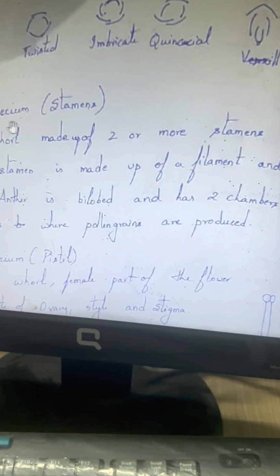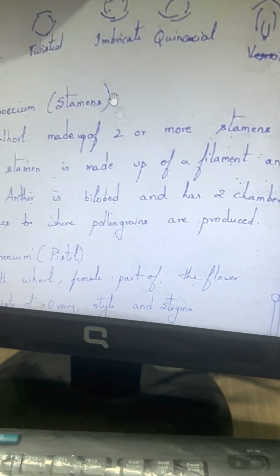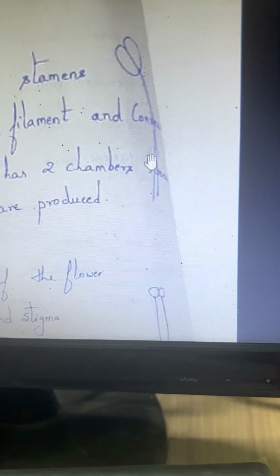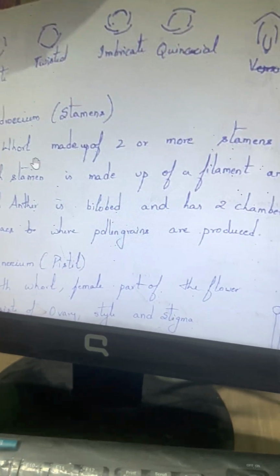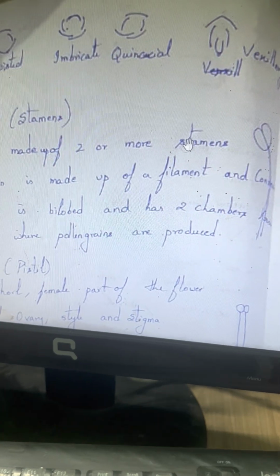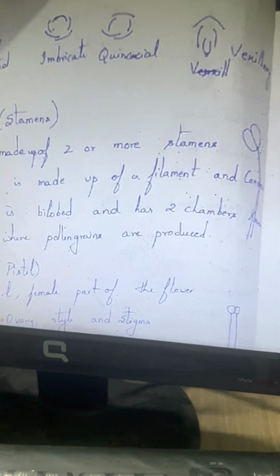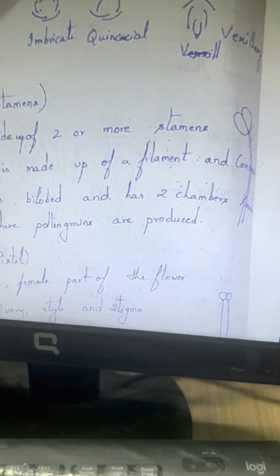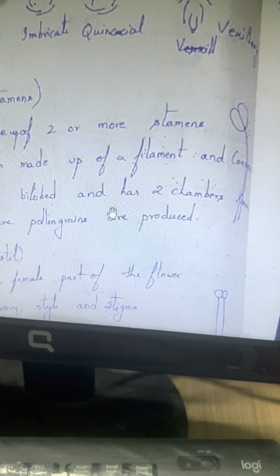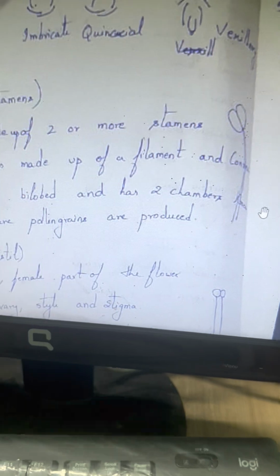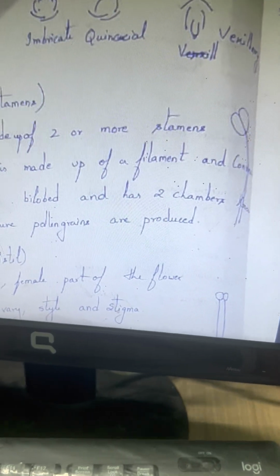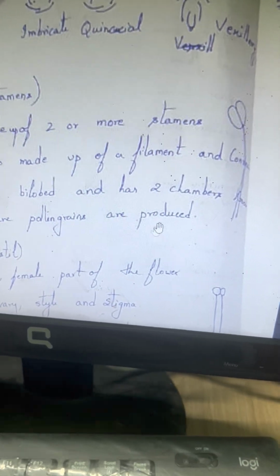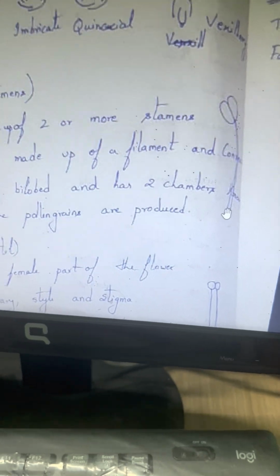Next, the third whorl is the androecium, also known as stamens. I have given the diagram here. In the flower also we have seen, right? So what is this? This is the third whorl made up of two or more stamens. Each stamen is made up of a filament and a connective link. Each anther is bilobed and has two chambers, inside which pollen sacs are present where pollen grains are produced. So this is the individual one.